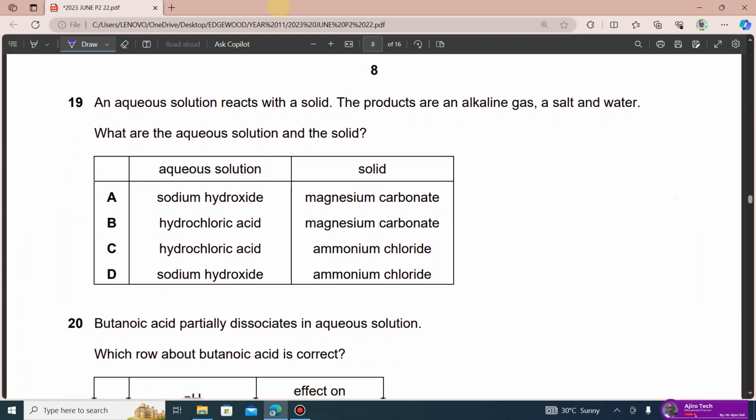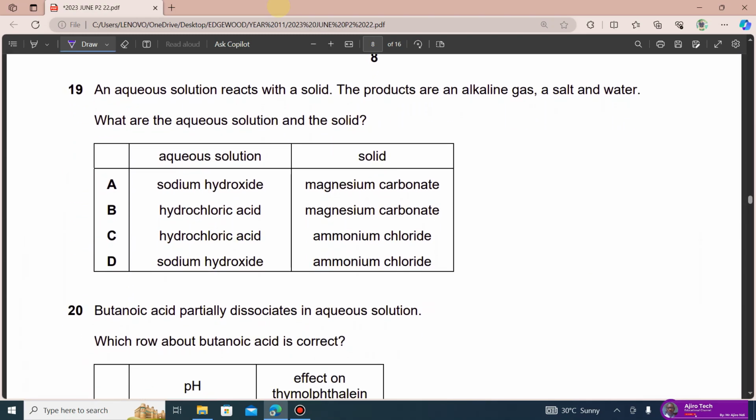All right, question 19. Question 19 says that an aqueous solution reacts with a solid. The products are an alkaline gas, a salt, and water. Take note of this. What are the aqueous solution and the solid? For something to produce an alkaline gas, all you need to do is write the equations for each of these reactions to see what it will produce.